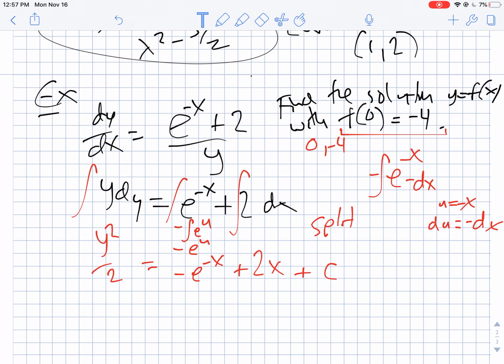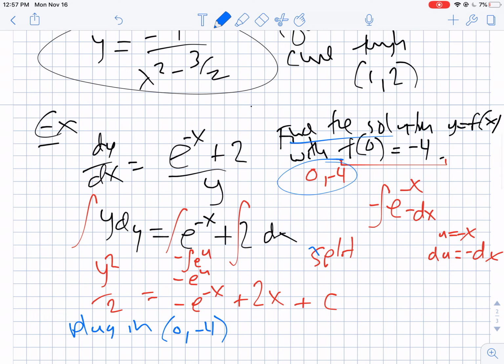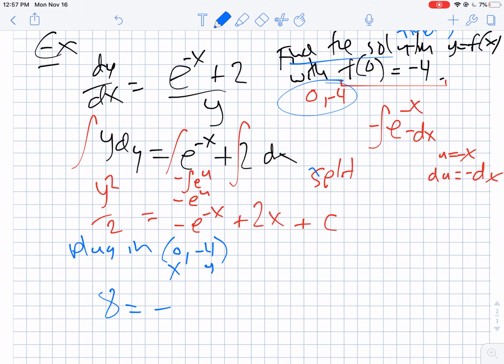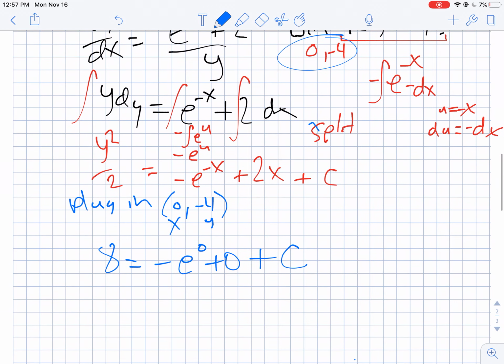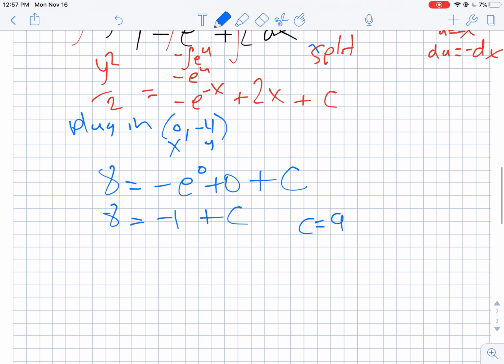And also, when they say find the solution, they mean find the particular solution. You need to find y. That's what you're doing with most differential equations. You're finding y. So now I plug in x is 0, y is negative 4. I'm going to get 16 over 2, that's 8, equals negative e to the 0 plus c. So that's 8 equals negative 1 plus c. Great, so c is 9. So that means y squared over 2 equals negative e to the negative x plus 2x plus 9.